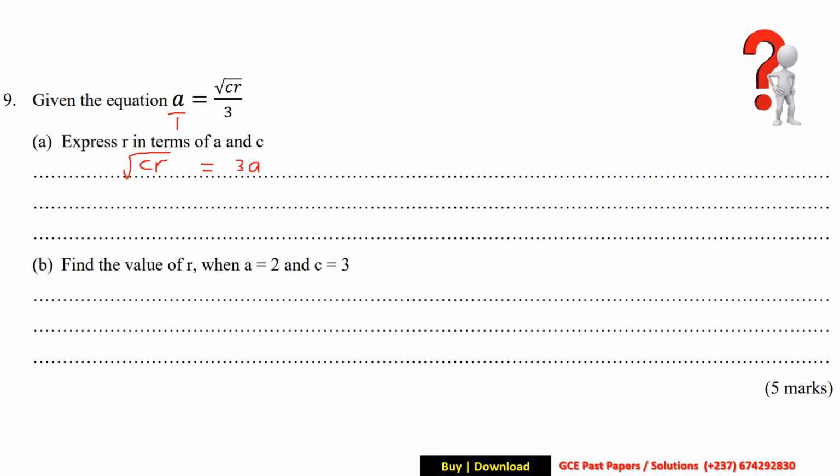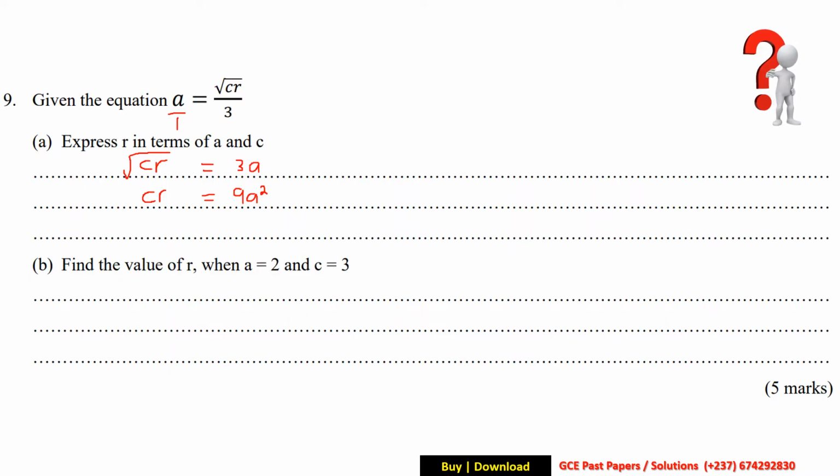Next step, what's disturbing us from having this R is this root sign. So we square both sides. When you square both sides, the left hand side will just be CR, which will be equal to, when you square the right hand side, 9A squared. Because 3 squared is 9 and A squared is A squared. When you square the root of anything, the root sign just disappears.